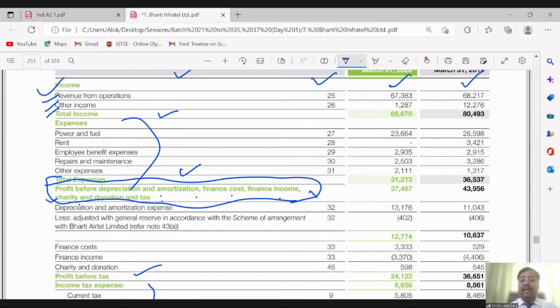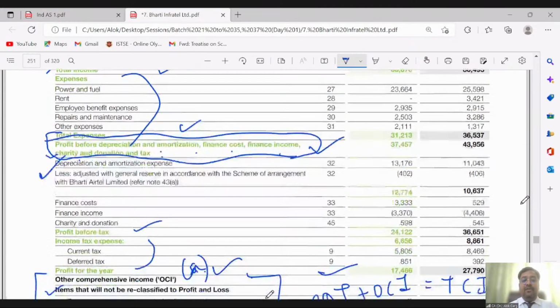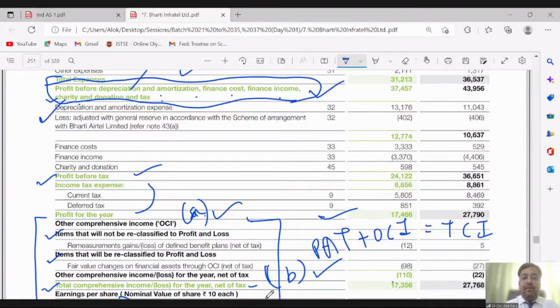So the company has given EBITDA, then depreciation, finance cost, finance income, charity and donation, then profit before tax. This line item is given in Ind AS 1 as well as Schedule 3. Then income tax expense, then profit for the year. So a company may provide additional subheadings, subtotals, or line items if it is material or provides more clarity, and the entity is following this presentation on a consistent basis, right?